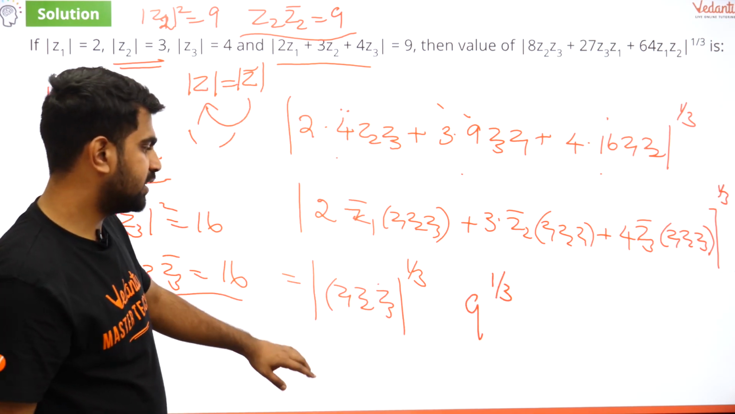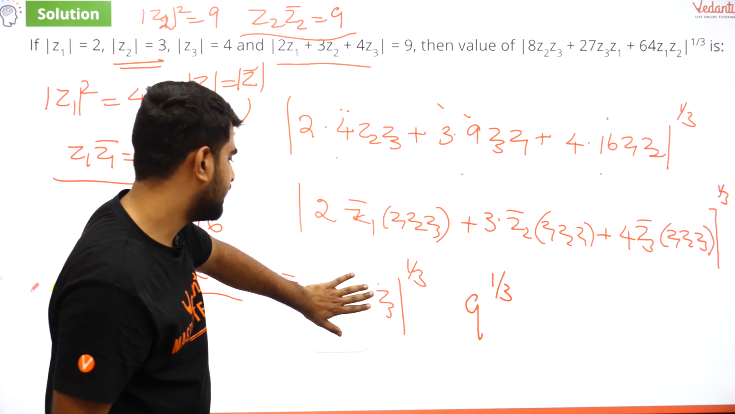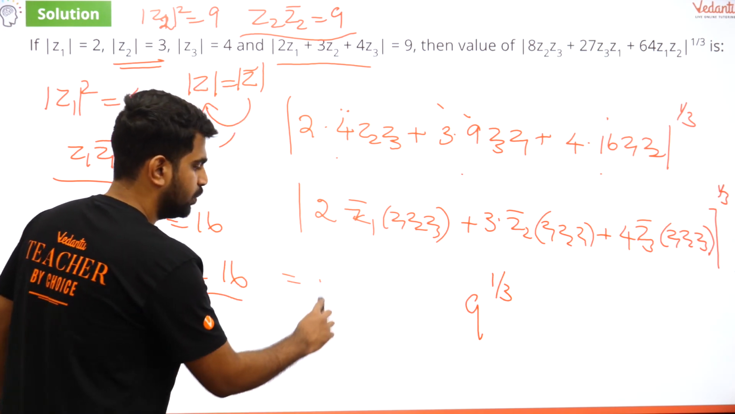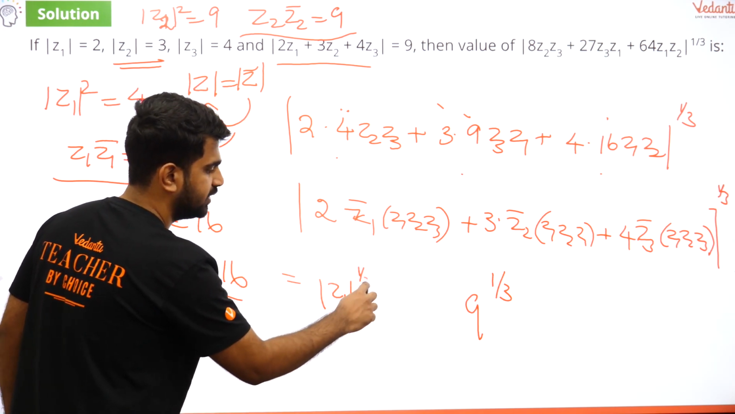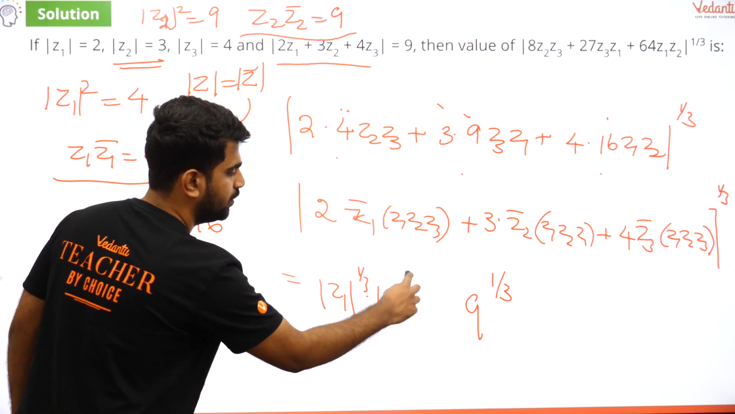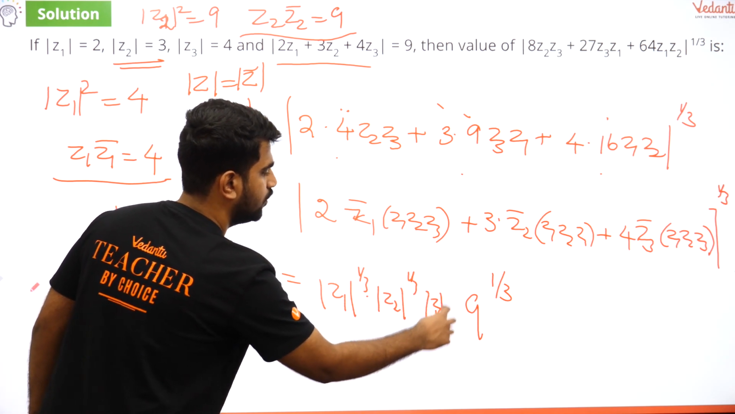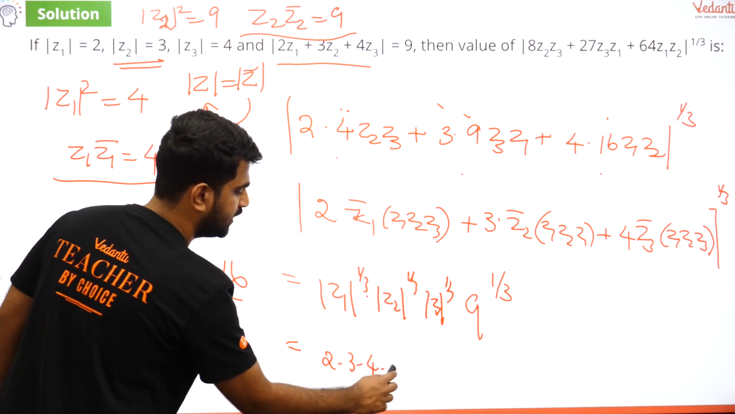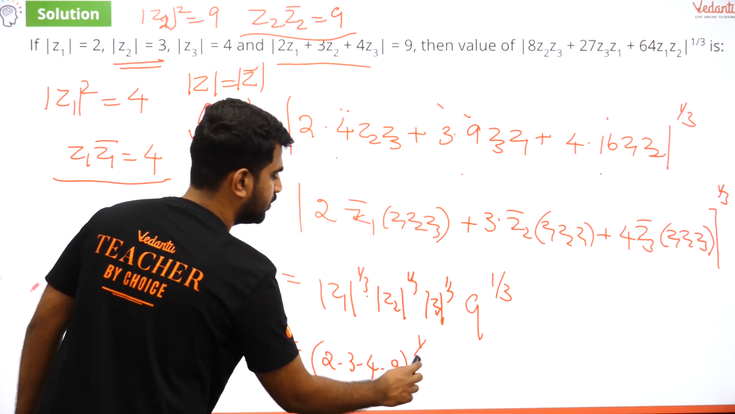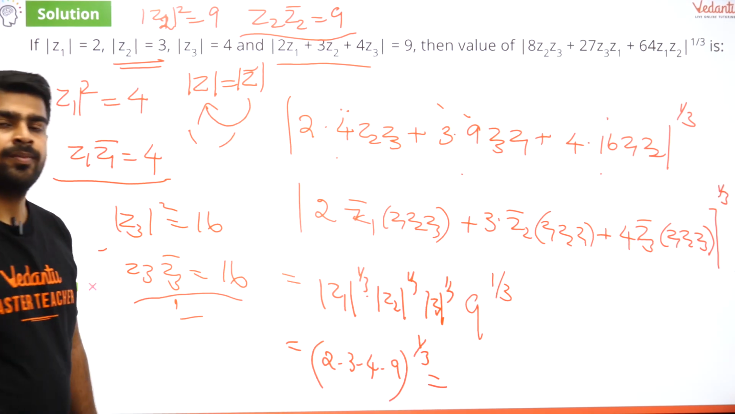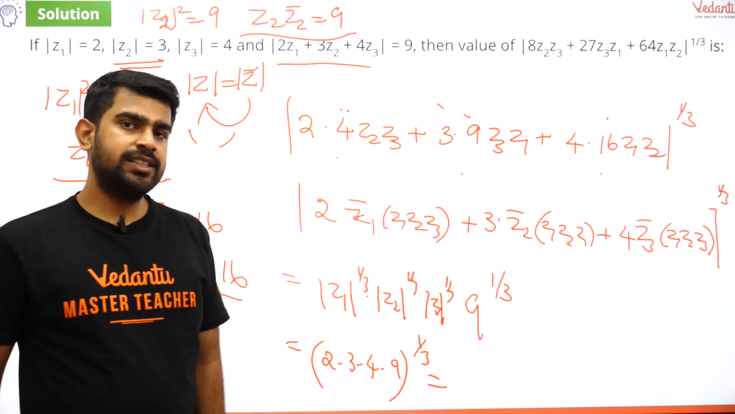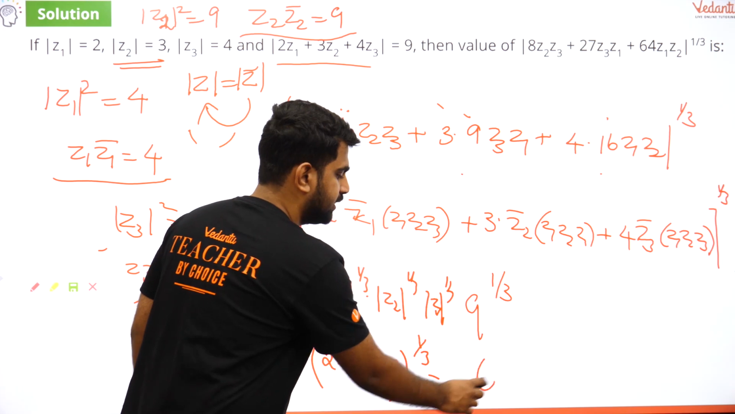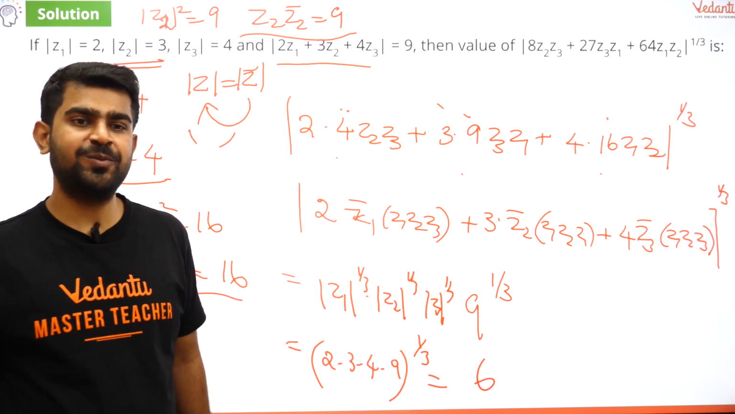And mod of z1, z2, z3 whole power 1 by 3 can be written as mod z1 power 1 by 3, mod z2 power 1 by 3, mod z3 whole power 1 by 3. So you'll have 2 into 3 into 4 into 9 whole to the power 1 by 3. What is that? 6 into 36, 216, 216 to the power 1 by 3, 6. So 6 will be the answer for this question.